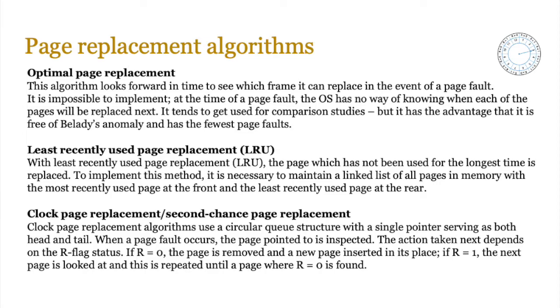If the R flag is equal to 0, the page is removed and a new page is inserted in its place. If the R flag is set to 1, then you look at the next page in the queue and you keep on repeating this until you find a page where R is equal to 0. So what does R equal to 0 mean? It basically means that the page is in the read-only state, and that's the page that we can simply replace. If a page is in the read-write state, that means that it has something that we might need to write to, so we don't want to replace that. Therefore, we move on to the next page until we find the one that's read-only, and we replace that.